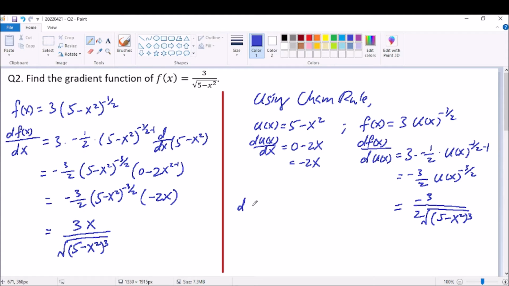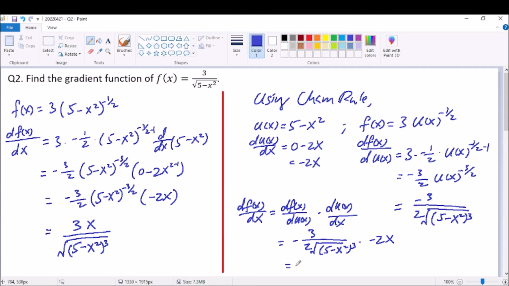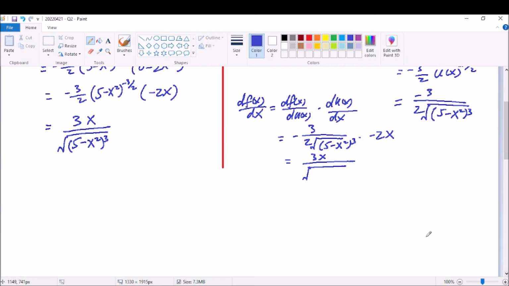And so we have df(x) over dx equals df(x) over du(x) multiplied by du(x) over dx, and we have minus 3 over 2 square root of (5 minus x squared) cubed multiplied by du over dx, which is minus 2x, and so we have 3x over the square root of (5 minus x squared) cubed.